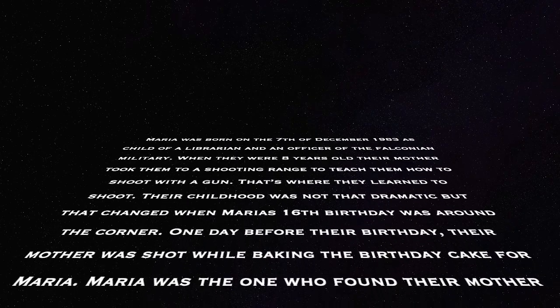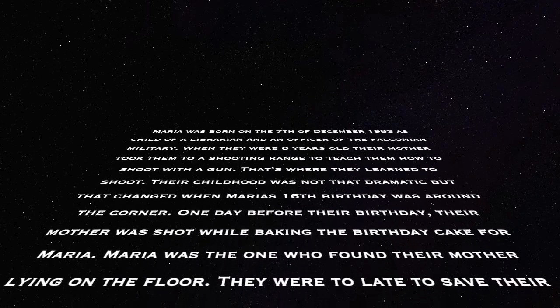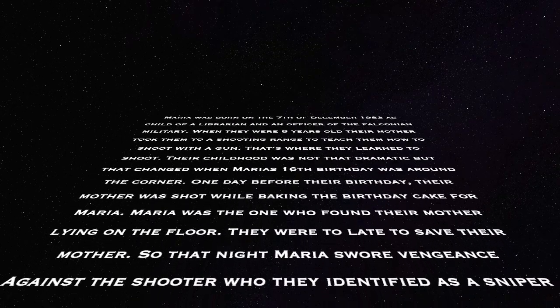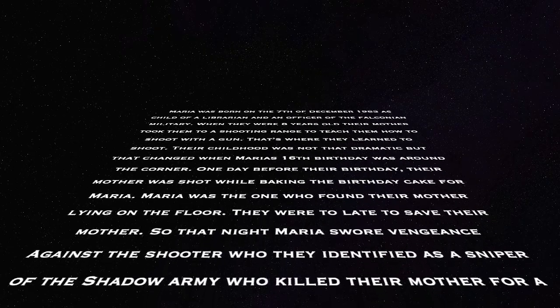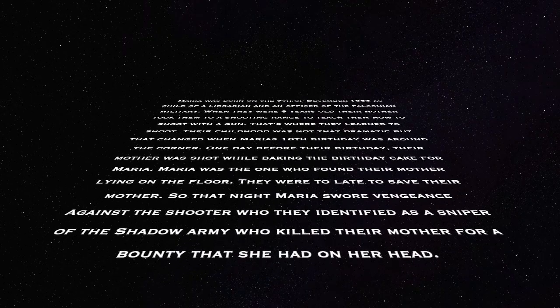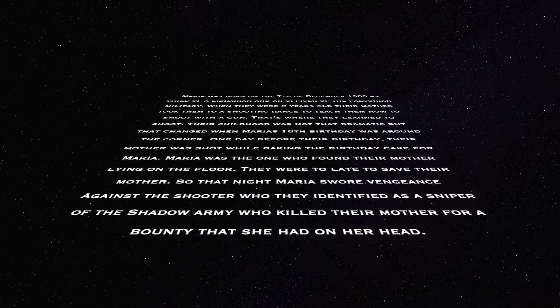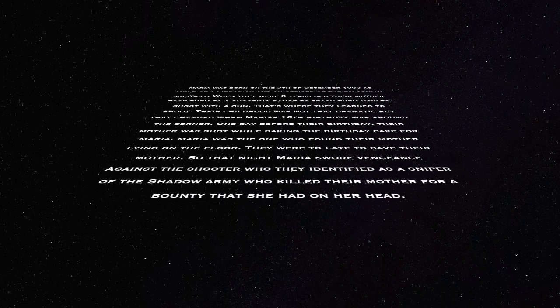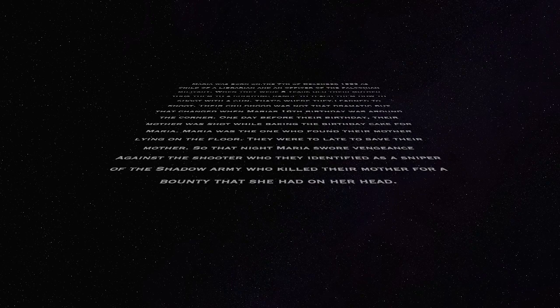One day before their birthday, their mother was shot while baking the birthday cake for Maria. Maria was the one who found their mother lying on the floor. They were too late to save their mother. So that night, Maria swore vengeance against the shooter who they identified as a sniper of the Shadow Army who killed their mother for a bounty that she had on her head. So as you see, Maria's character was formed by this traumatic experience and establishes them as a good shooter.